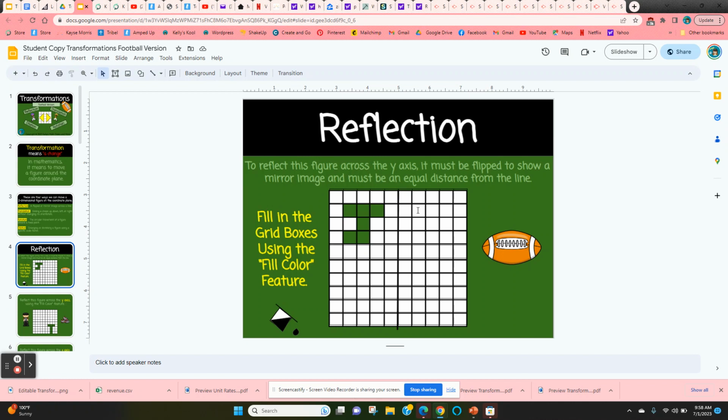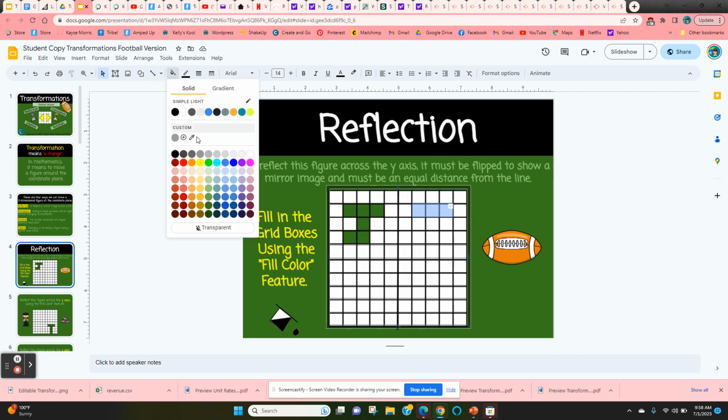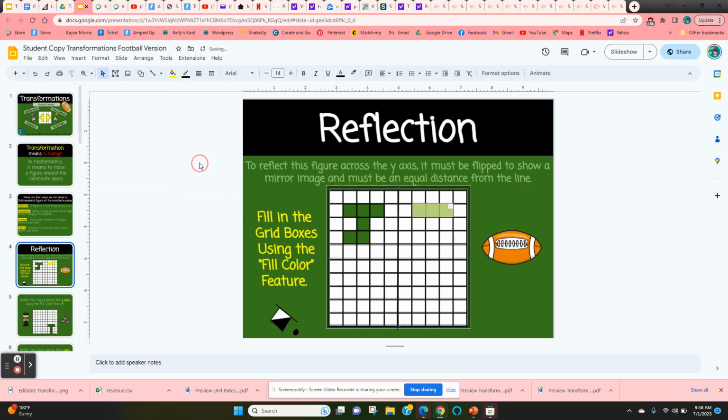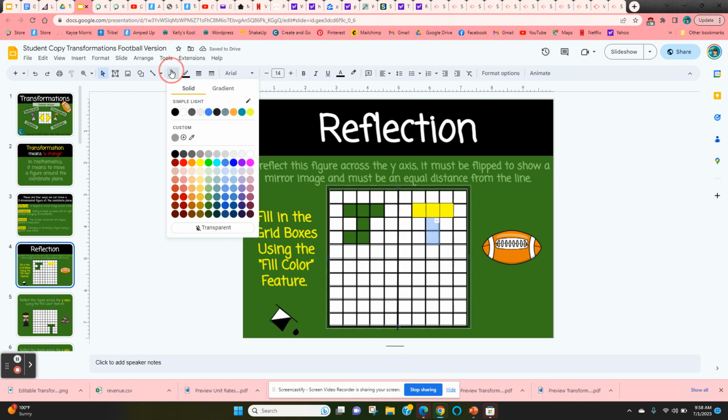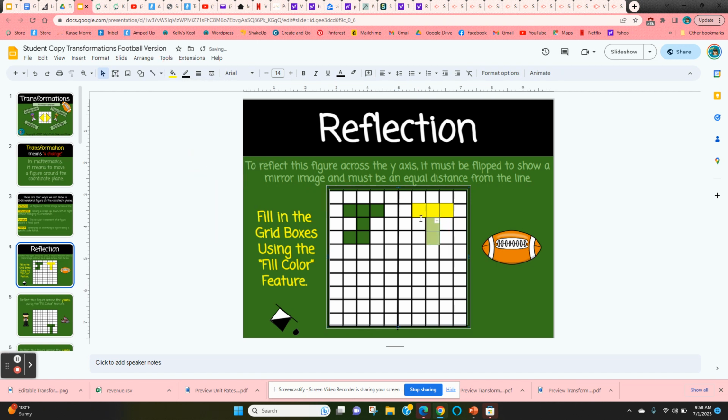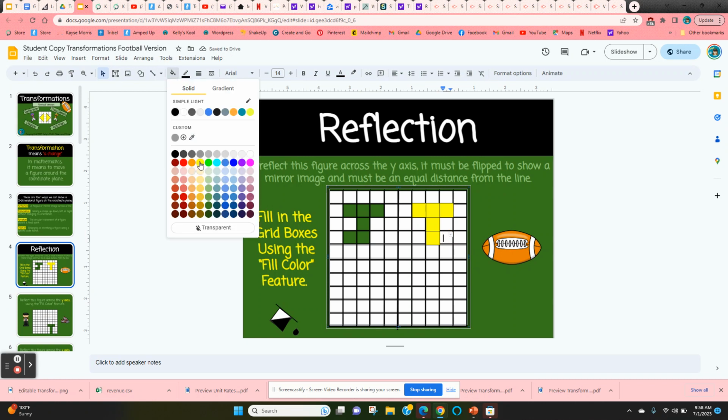So students click and hold in the square they want to color, and they can scroll across to color in more than one at a time. They can come up here to the fill color feature. They can choose any color they want. And then they create a reflection across the y-axis.